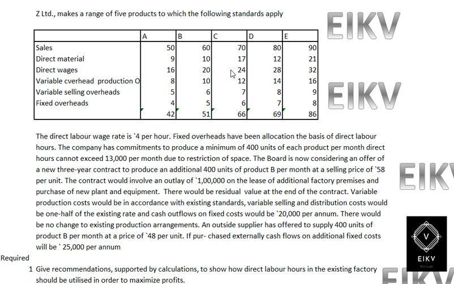Direct wages 16, 20, 24, 28 and 32. Variable overhead 8, 10, 12, 14, 16. Variable selling overhead 5, 6, 7, 8, 9. Fixed overhead 4, 5, 6, 7, 8. And the total cost 42, 51, 66, 69 and 86.